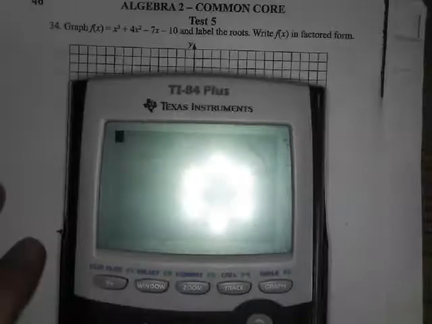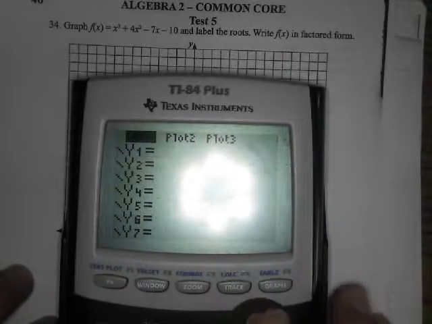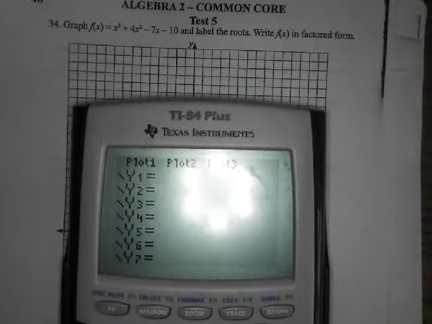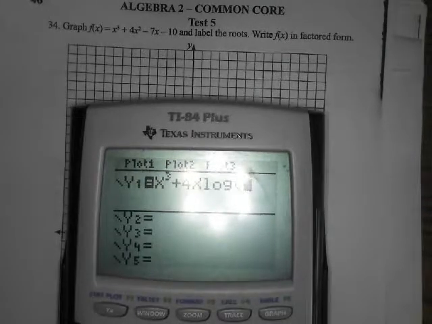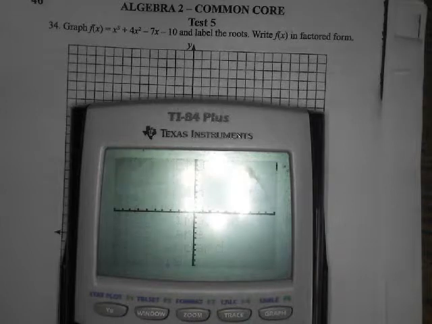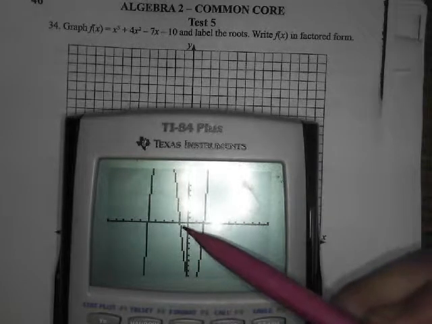I'm going to turn my plot off, by the way. Make sure that's not highlighted. X to the third plus 4x squared minus 7x minus 10. I'm going to zoom 6 to get it back to standard. And my roots are most important. And they look like they're whole numbers, so I'm going to go with it. -1, -2, -3, -4, -5.